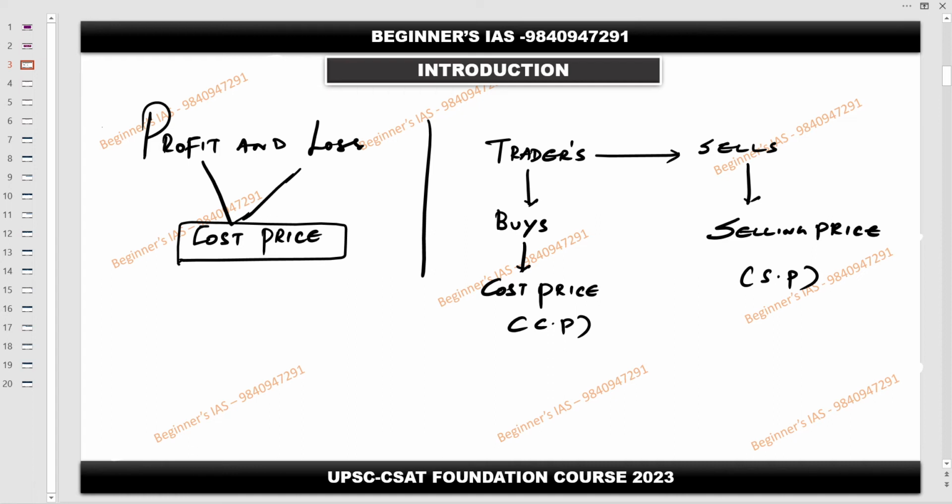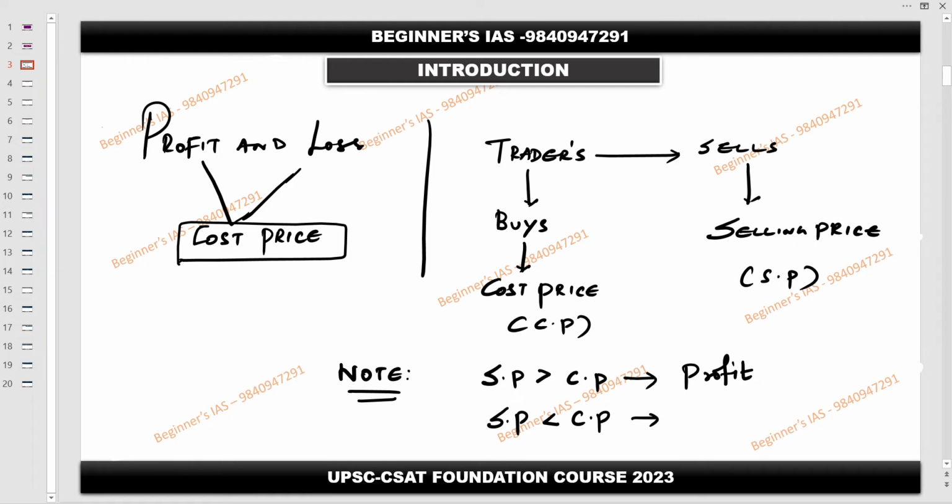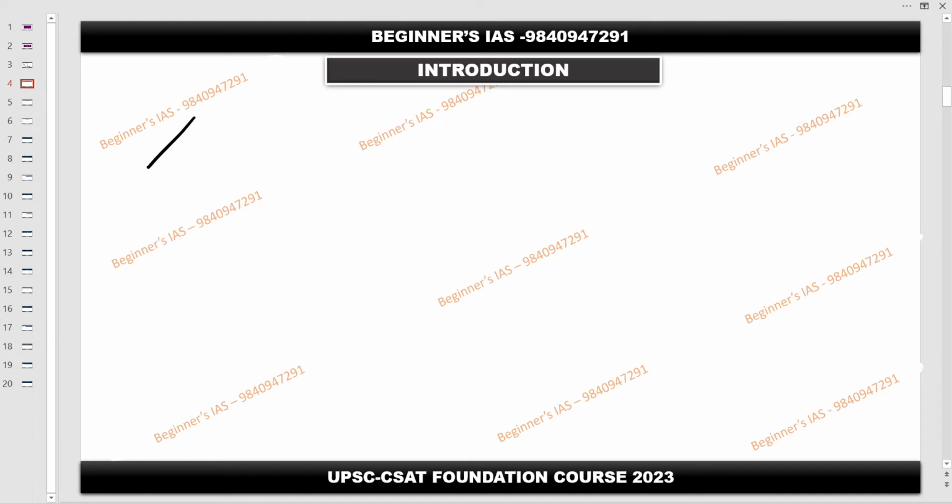A few things you need to take note of. When the selling price is greater than the cost price, obviously the trader makes some profit. When the selling price is less than the cost price, then loss is happening for that person. Here you will be asked to find out the loss percentage and the profit percentage, so you need to calculate the profit percentage.